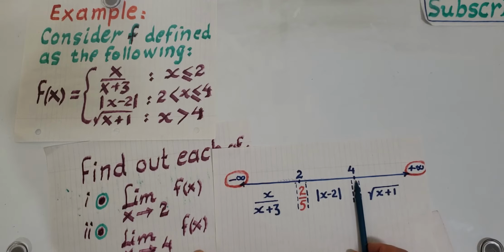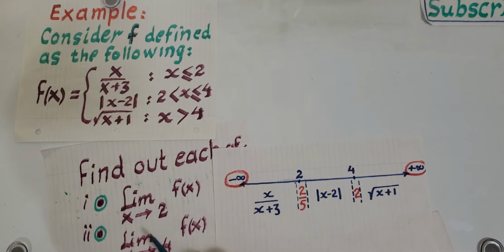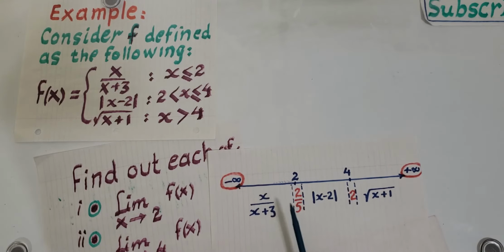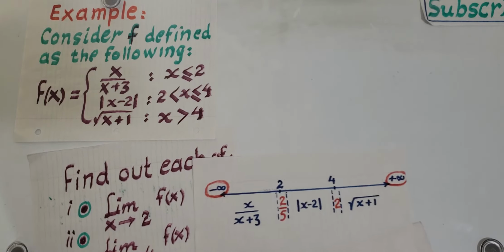Same thing for number 4. When we need to find the limit as x approaches 4, we have to deal with the left of 4 and with the right of 4, because the equations change around 4. Let us start first with number 2.